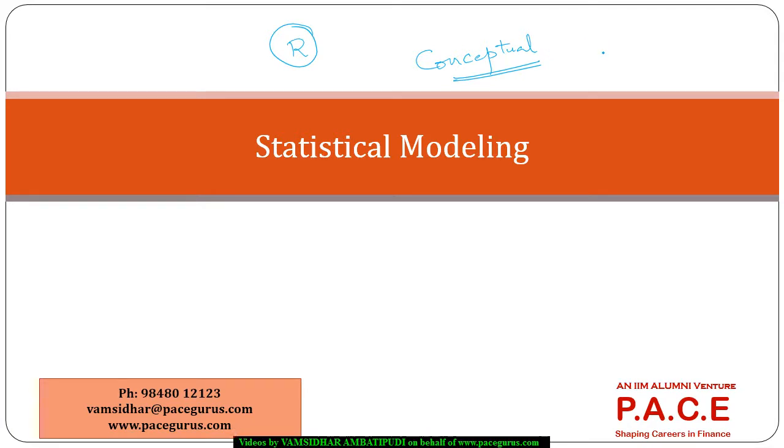in R or for that matter any kind of package, if at all I have to build a statistical model using the data that I am provided. So this is the typical process.